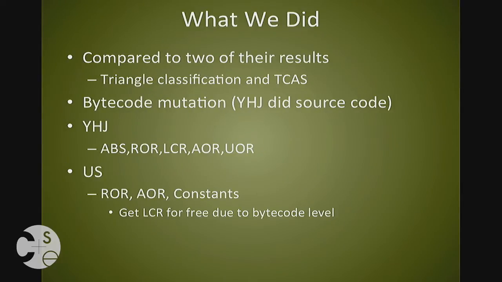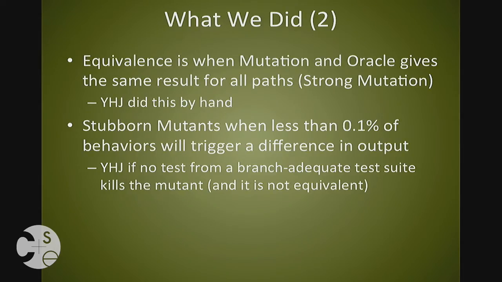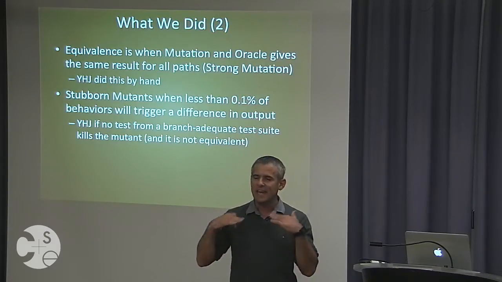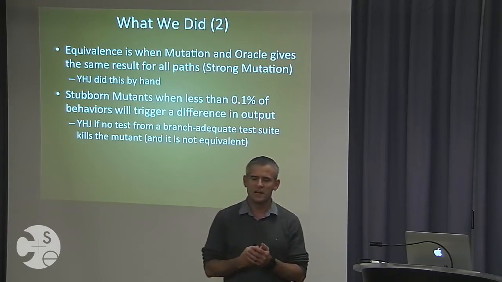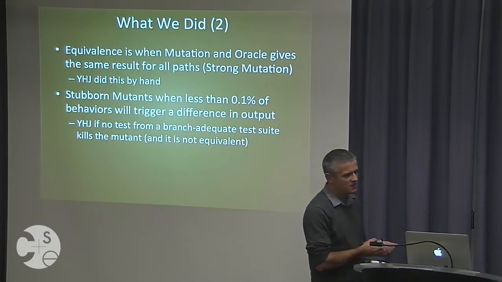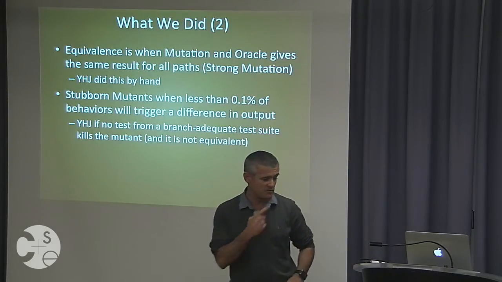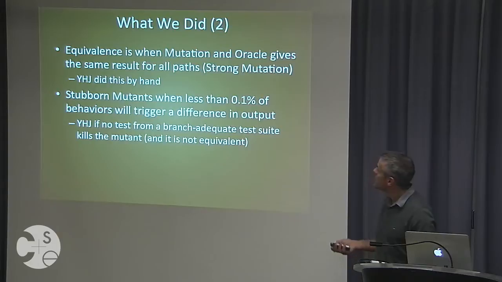Okay, what we did was we picked two of the examples. These are smallish things like the triangle classification problem and TCAS. We do bytecode mutation and not source code mutation. They have more operators. We have some subset of that, but it's fairly easy to compare. We use what's called strong mutation, which means that you only look at the end of the program, whether it gives a different result than the original program. There's also weak mutation, which basically means right there where you made the change, does that make a difference? Which, of course, in almost all cases, it will.